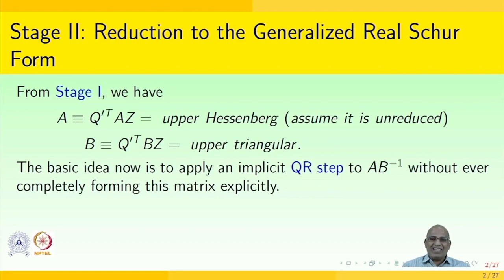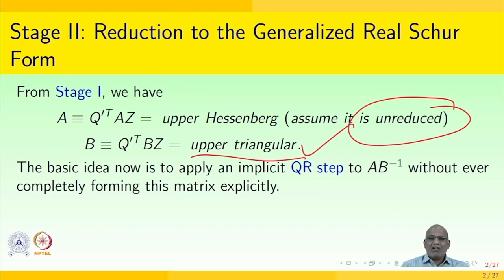We have already seen the factorization involves two steps. Step one, we already did. Now we are going to have stage two, that is essentially step two. In stage one, the matrix A can be written as Q1 transpose AZ, that is upper Hessenberg, so it is unreduced. The matrix B is equal to Q1 transpose BZ, an upper triangular matrix.